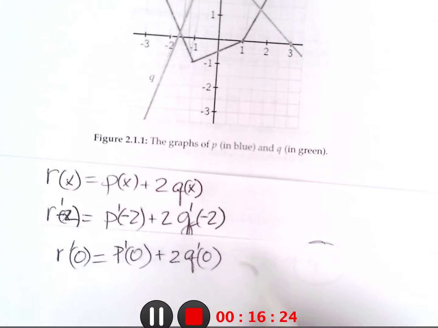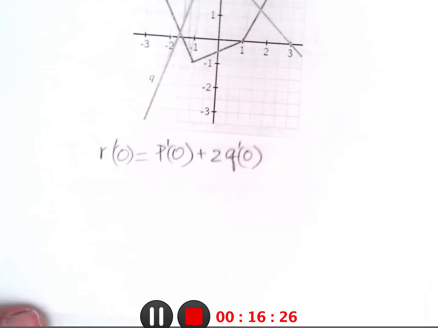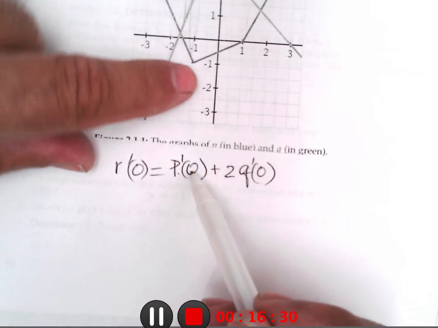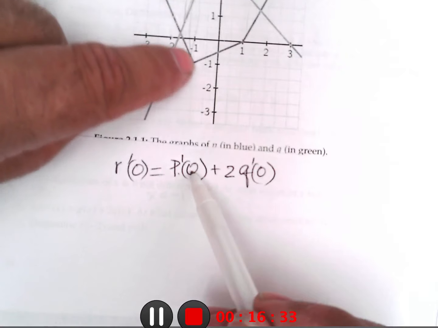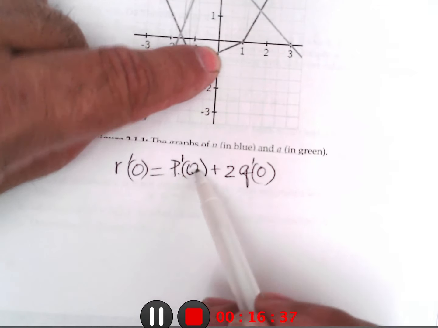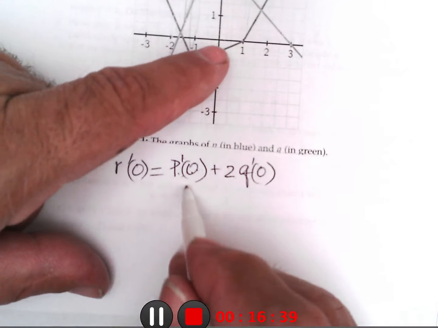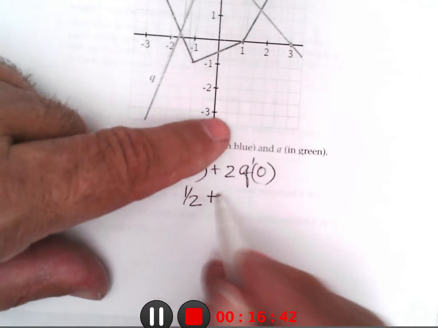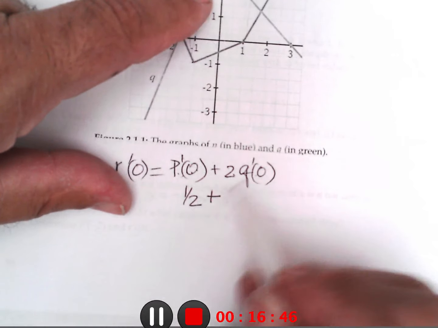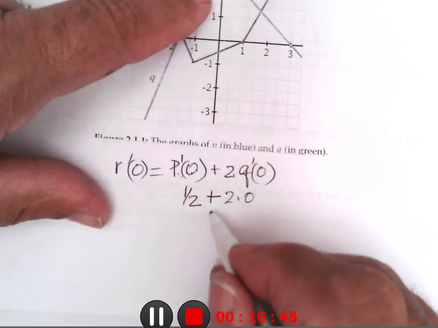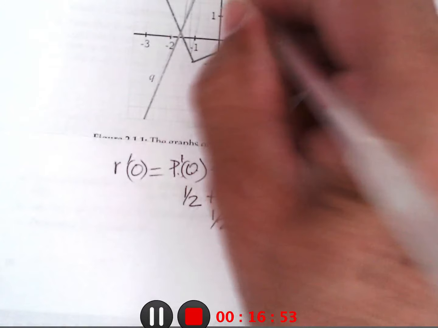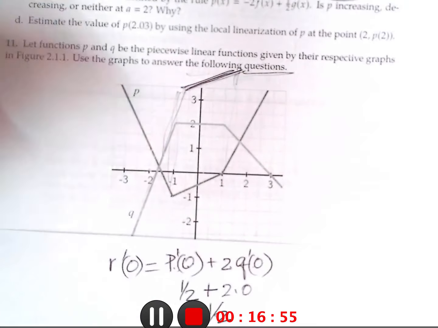So we look at the graph, and p prime at 0, that's this one, the slope at 0 is a half, and q prime at 0 is 0, so 2 times 0, we get 1/2 is the slope, and that's what we had in the picture in class. The slope of the added functions was a half there.